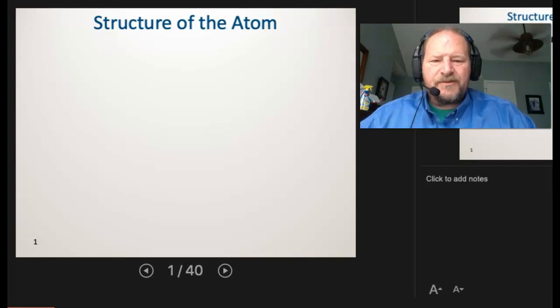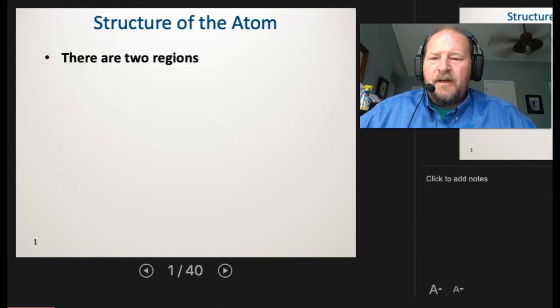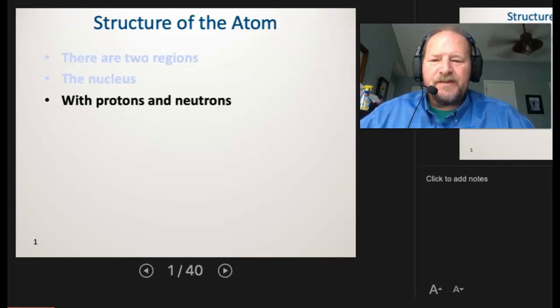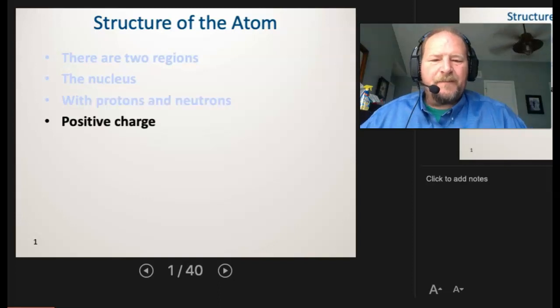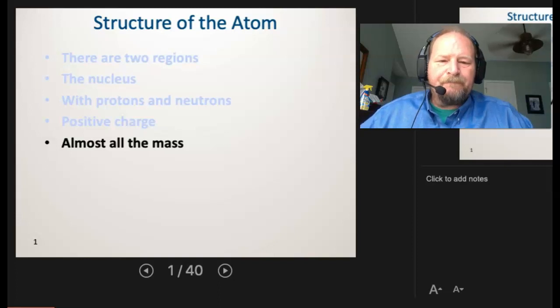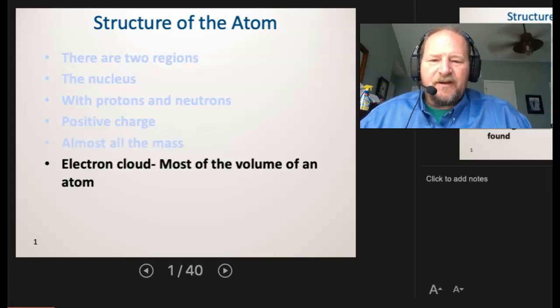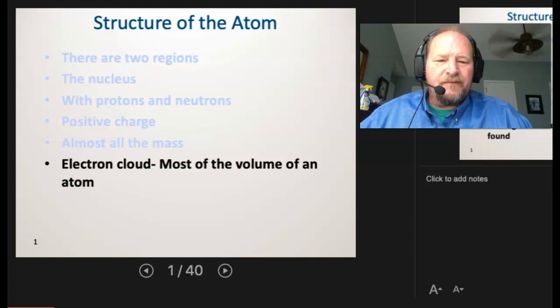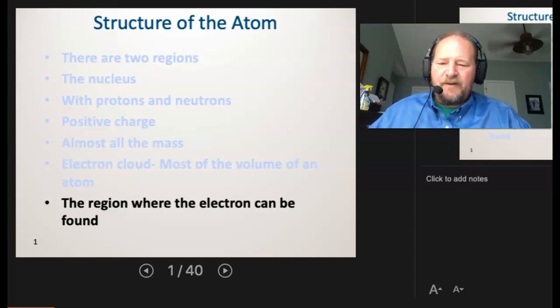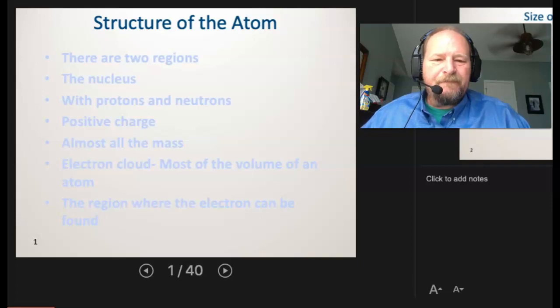All right, so we've been talking about the structure of the atom, and so that's where we're going to pick up from. If you recall, there are two regions. We have the nucleus, where we have protons and neutrons, which means we have all of the positive charge, and of course, that's going to mean almost all of the mass. The second region is the electron cloud. That's going to be most of the volume, and we're going to be spending a lot of time on electrons here soon. But for right now, it's just the region where an electron can be found. And again, we'll give you some more information when we get to that part.